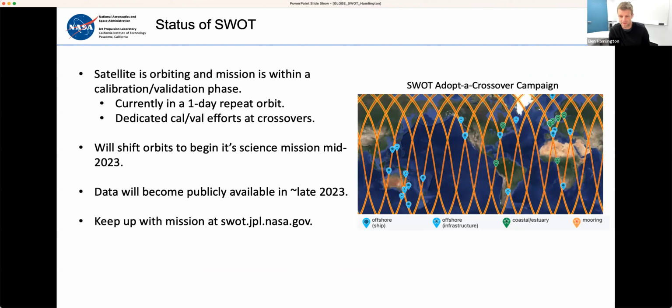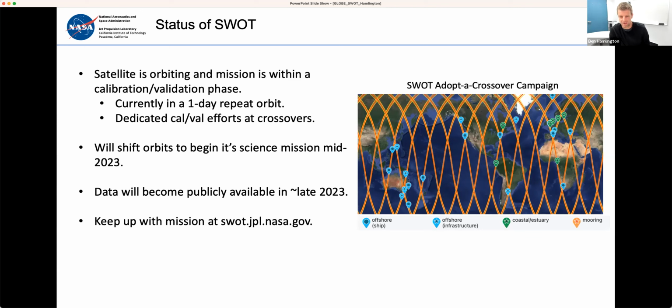So it's a one-day repeat orbit, not the final orbit that it'll be in, what we call the science orbit. But this really allows us to understand the measurements that are being made by the SWOT data and how it compares to what's on land. So each of those little indicators there on the right, those different colored dots, show some in situ or on the ground campaign that is taking place, or measurement that's being made that SWOT can then be compared against.